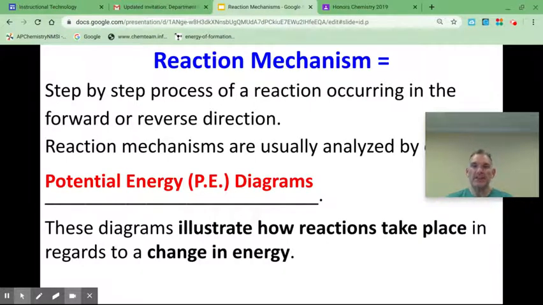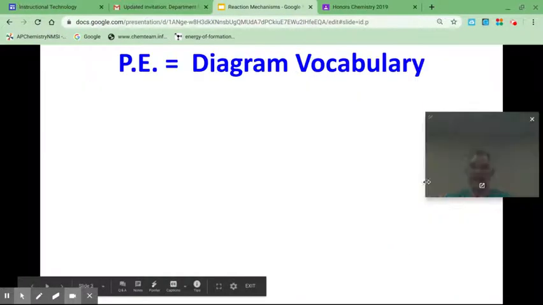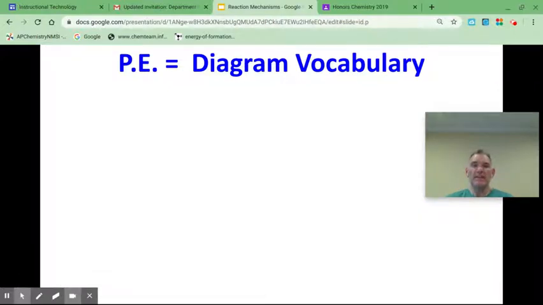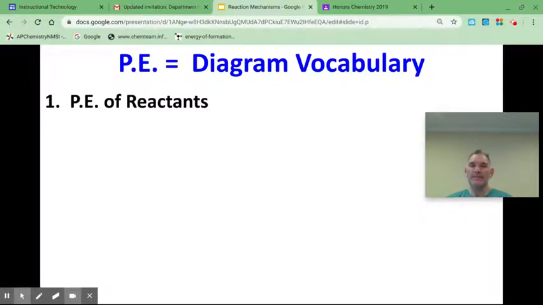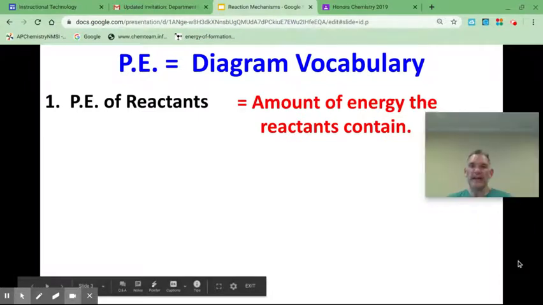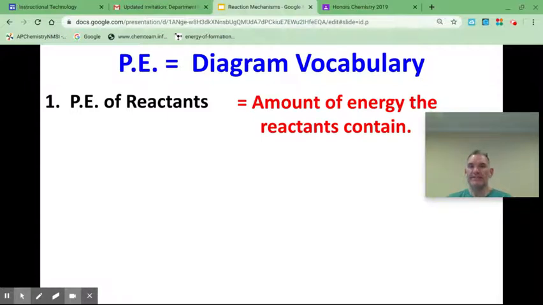But before we do that, it's a good idea to get used to the lingo or the parts of the potential energy diagram. So in the potential energy diagram, there are a few key components that you have to understand. The first is the potential energy of the reactants. And the good thing about these vocab words, it kind of tells you what the word means by the words that are being used. PE, potential energy, reactants are the ingredients. So this tells me the amount of energy that the reactants contain. Pretty easy. Reactants, potential energy.